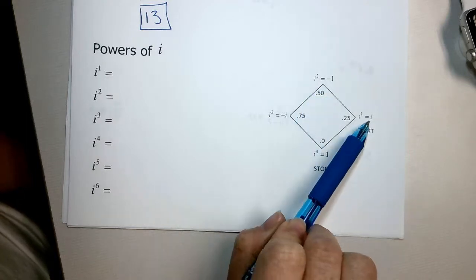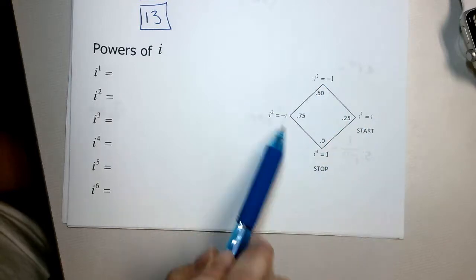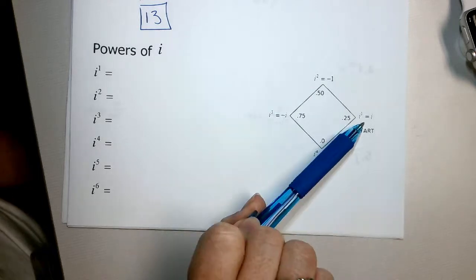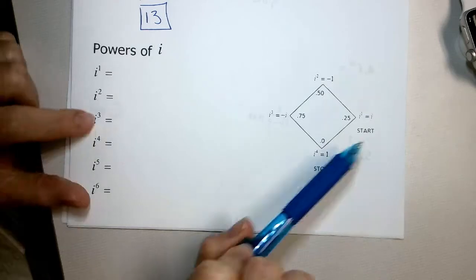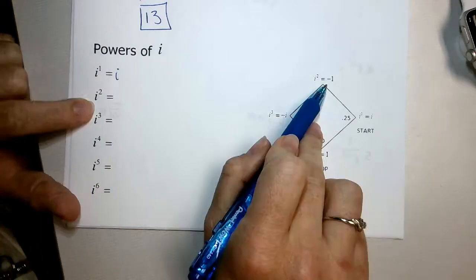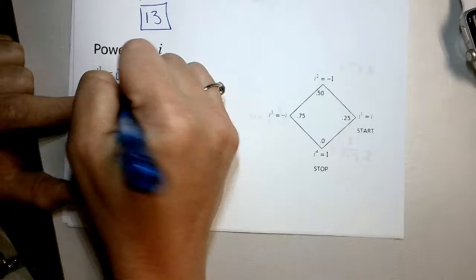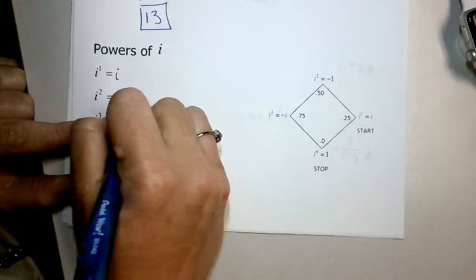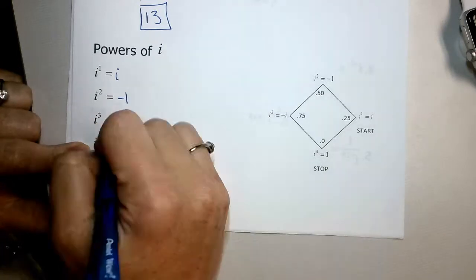And then again, it's going to keep going. So what happens is you get this circle around this. But there's only 4 options for your answer, right? So anything to the first power is just I. What about to the second power? Negative 1. Third power, negative I. Fourth power, positive 1. So again, it keeps going.